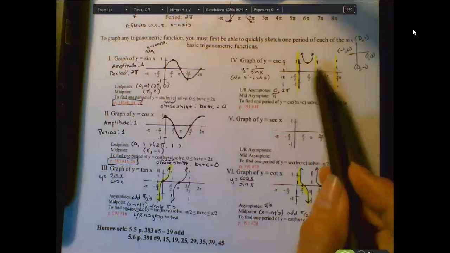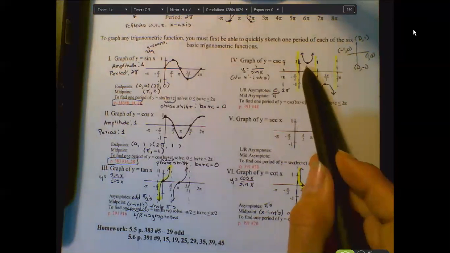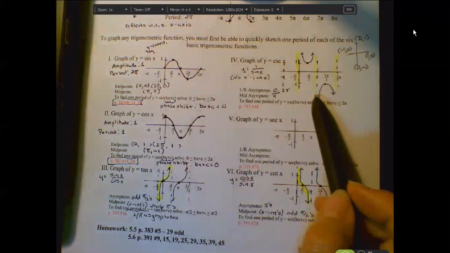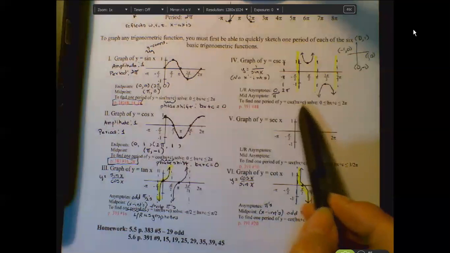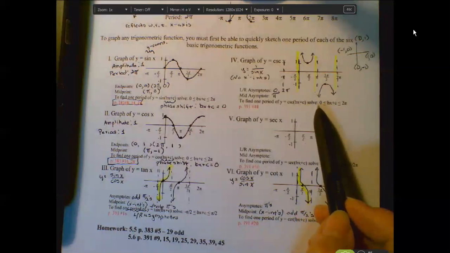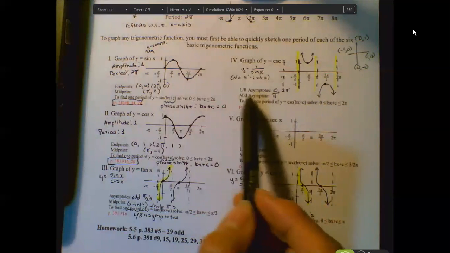And so the period of cosecant is 2 pi because it takes a whole revolution of the unit circle to get one of these concave up U's and concave down U's. Kind of looks like x squared and negative x squared, but it's not. And that's why if you get a graph of cosecant that's been shifted, you set the argument between 0 and 2 pi, because 0 and 2 pi is where you have your left and right asymptotes. Any questions about that one? No.